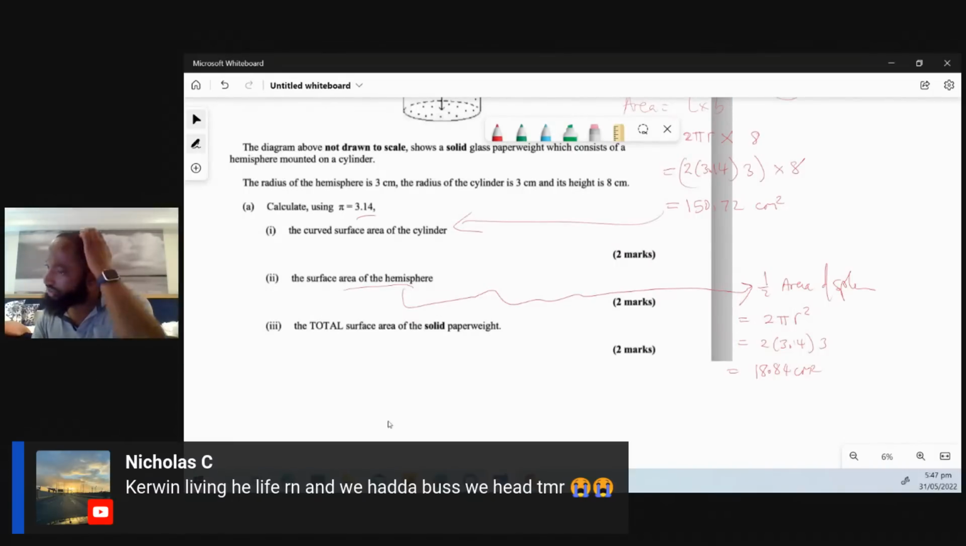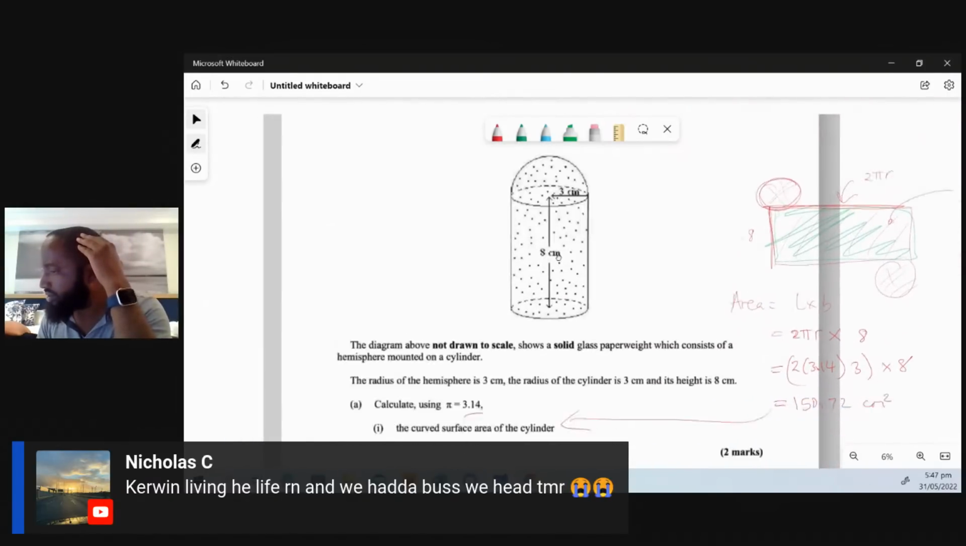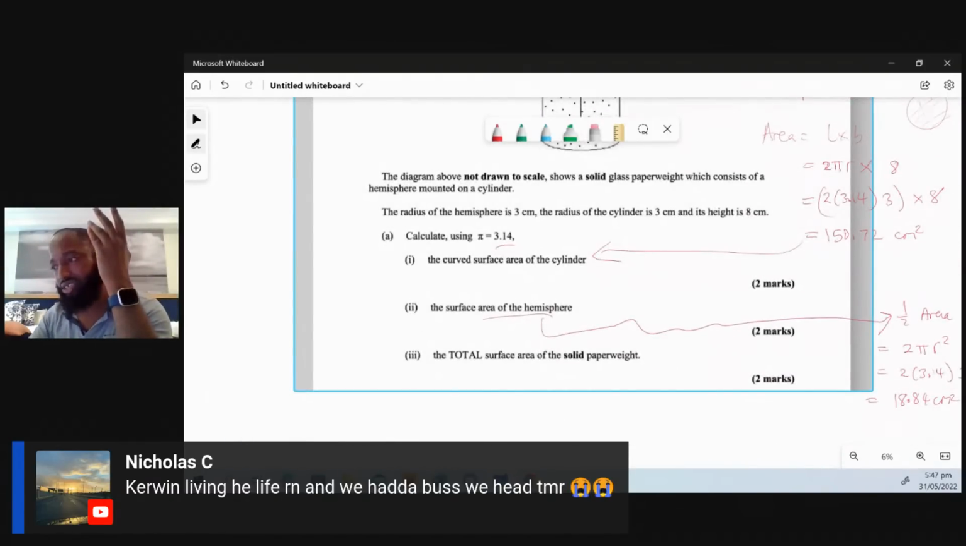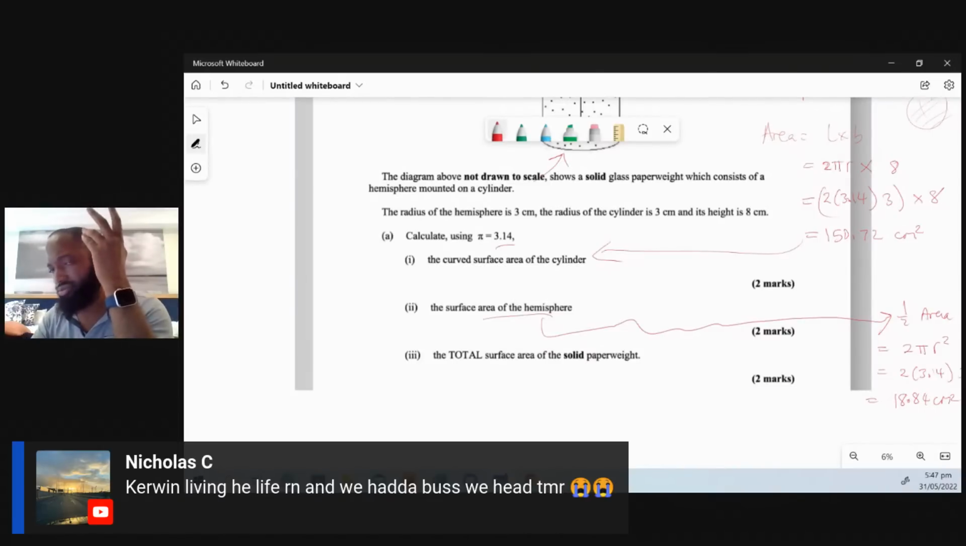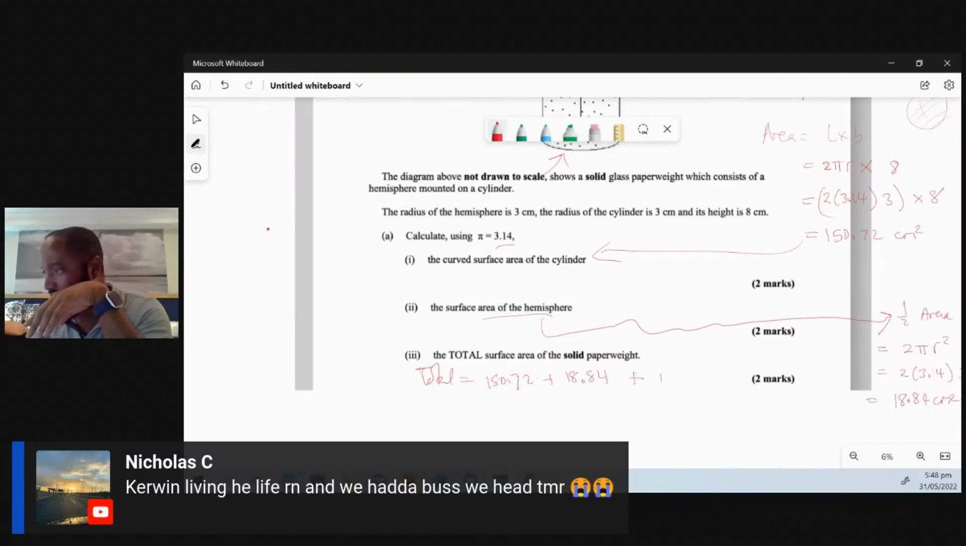Okay. The total surface area of the solid paper weight. We just add the 2 and maybe throw in this one on the bottom too for good measure. So the total would be equal to the 150.72 plus the 18.84 plus the circle on the bottom there. Always find your circle, pi r squared.